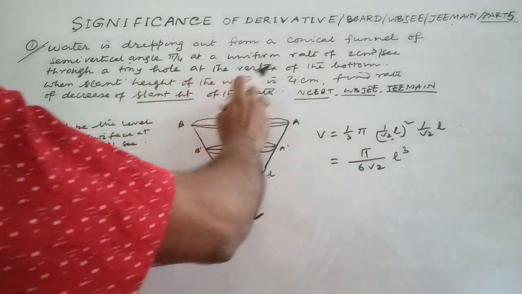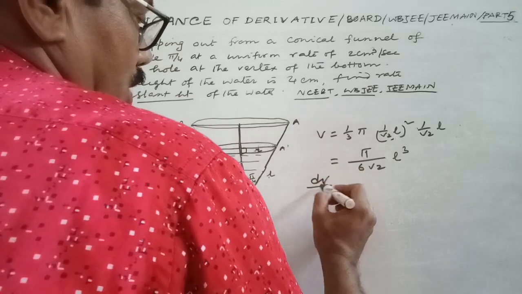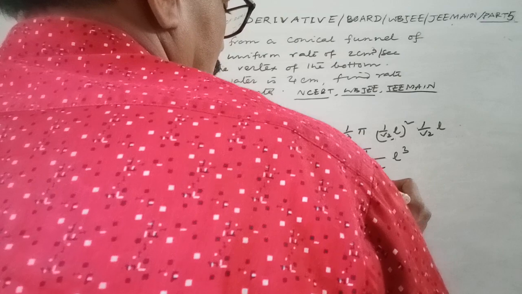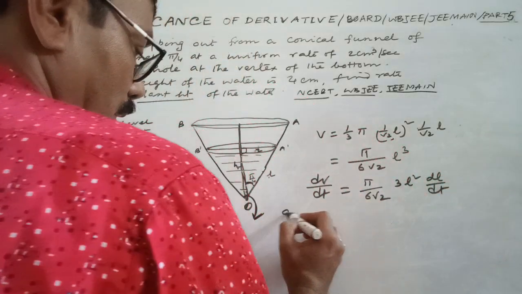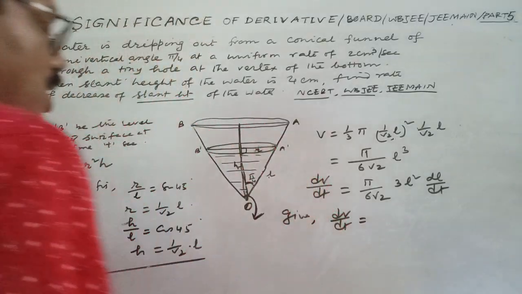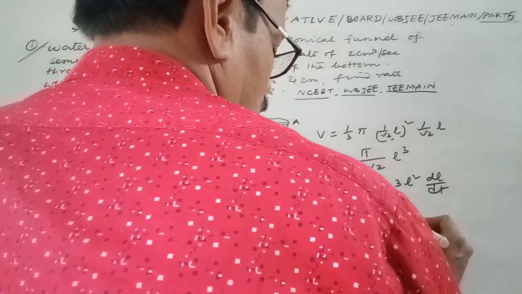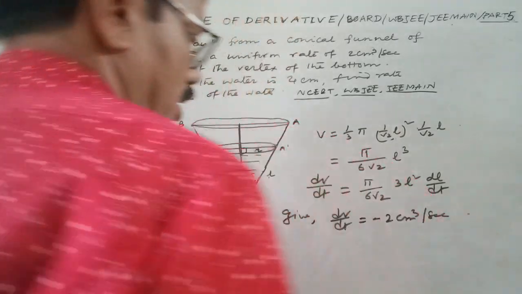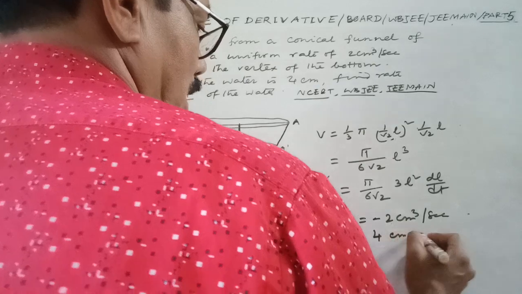Now when slant height of the water is 4, so you differentiate it, dV by dt equals pi by 6√2, 3L square, dL by dt. Then water is dripping out, so it is decreasing, water is decreasing at a uniform rate of 2 cm cube, so minus 2 cm cube per second. And what is L? L equals to 4 cm.